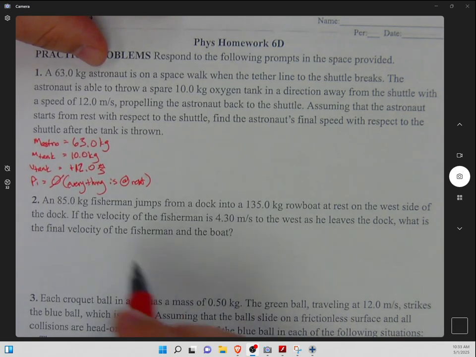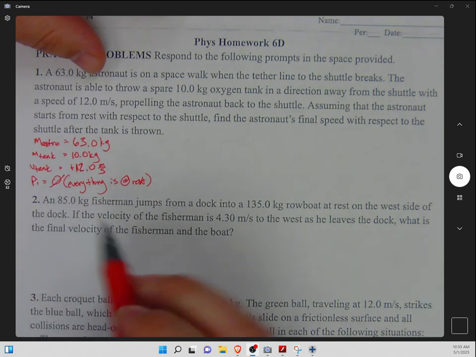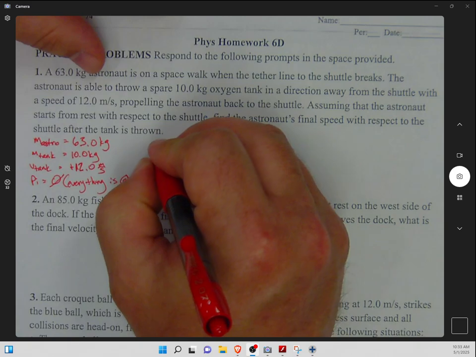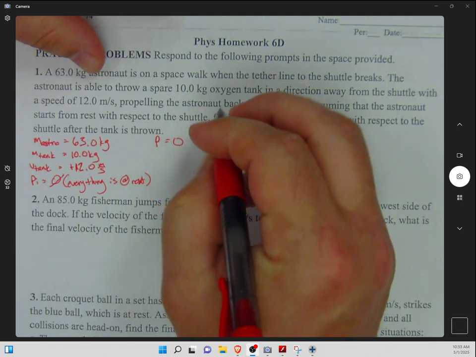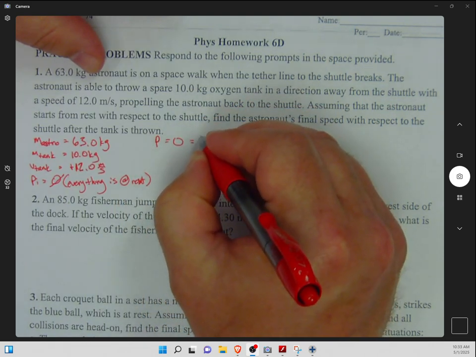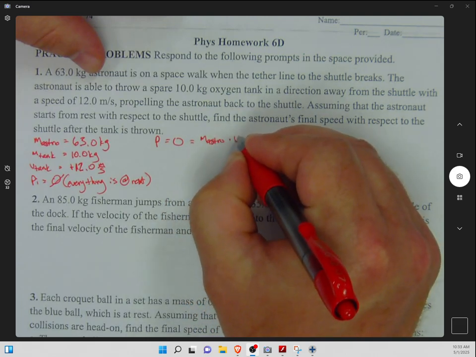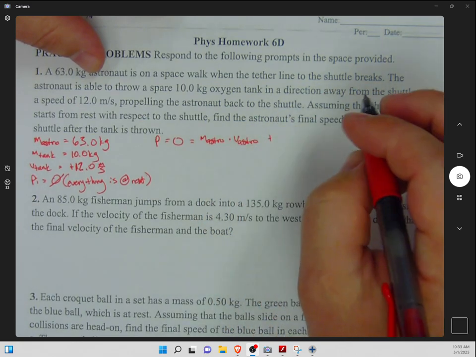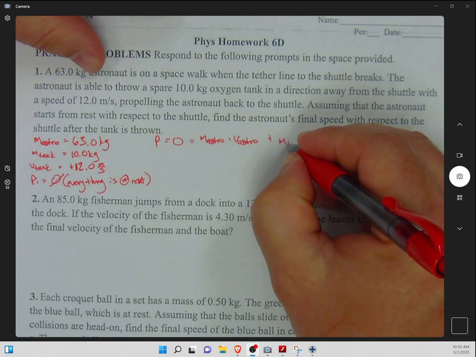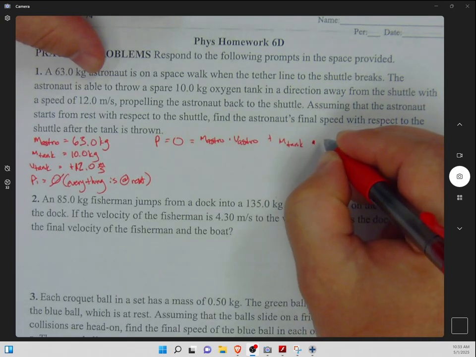So we know that the total momentum is 0. So that means that 0 is going to be equal to the mass of the astronaut multiplied by the velocity of the astronaut, plus the mass of the tank, oh, sorry, multiplied by the velocity of the tank.